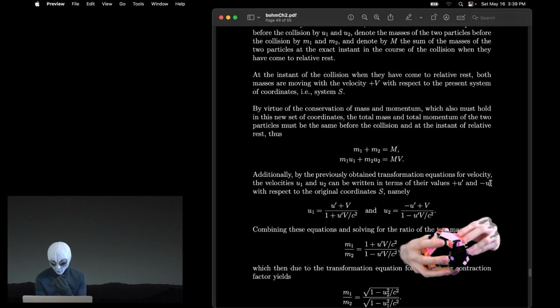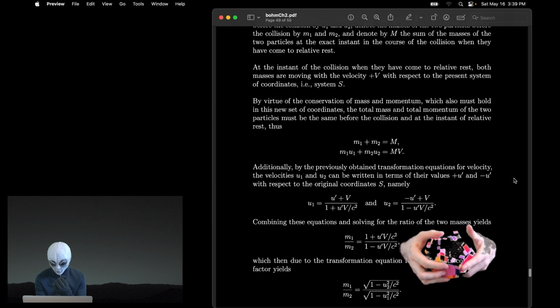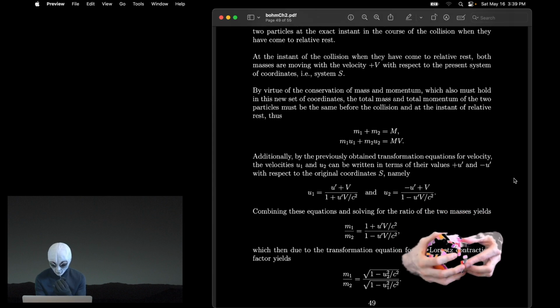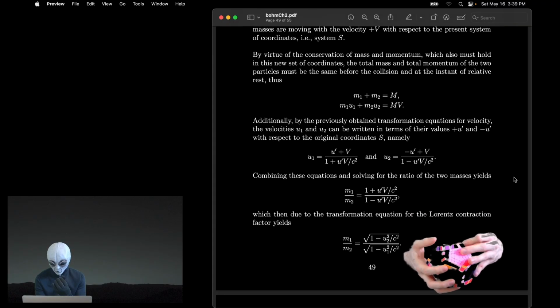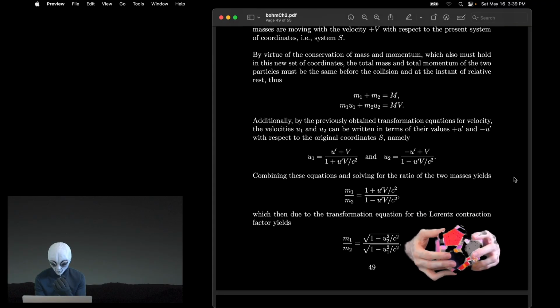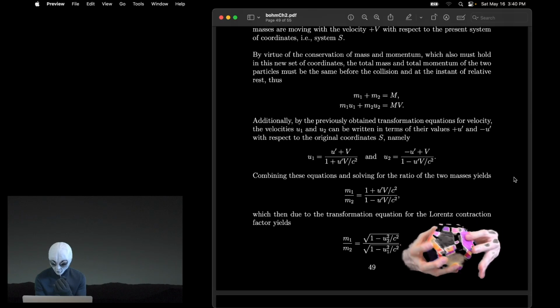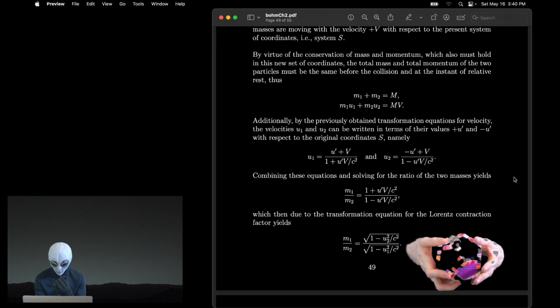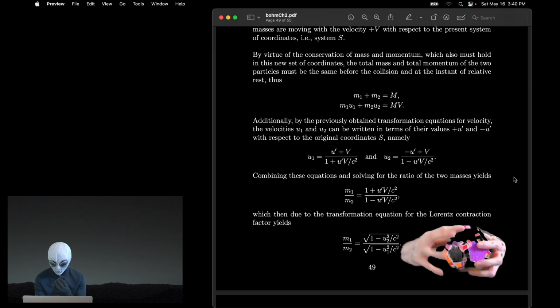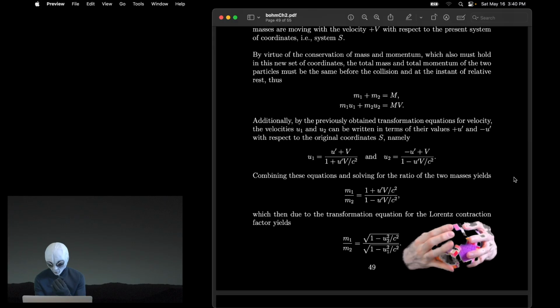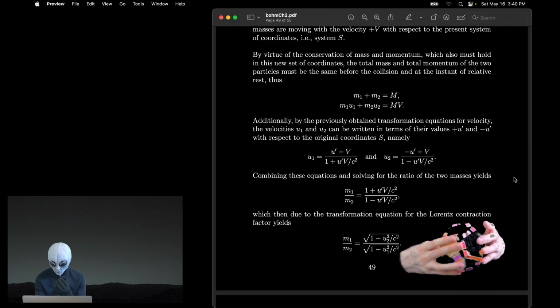At the instant of the collision, when they have come to relative rest, both masses are moving with the velocity +V with respect to the present system of coordinates, that is, system S. By virtue of the conservation of mass and momentum, which also must hold in this new set of coordinates, the total mass and total momentum of the two particles must be the same before the collision and at the instant of relative rest. Thus, m_1 + m_2 = M, and m_1 u_1 + m_2 u_2 = M V.